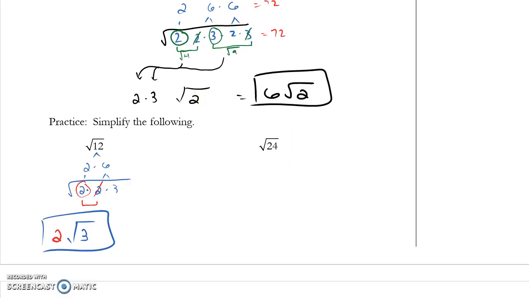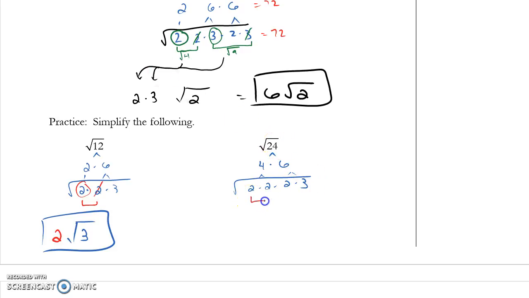Okay. Square root of 24. Same idea. Factor tree. Wherever you start. 4 times 6. 4 is 2 times 2. 6 is 2 times 3. All of those are primes. 2 times 2 times 2 times 3 is back to 24.